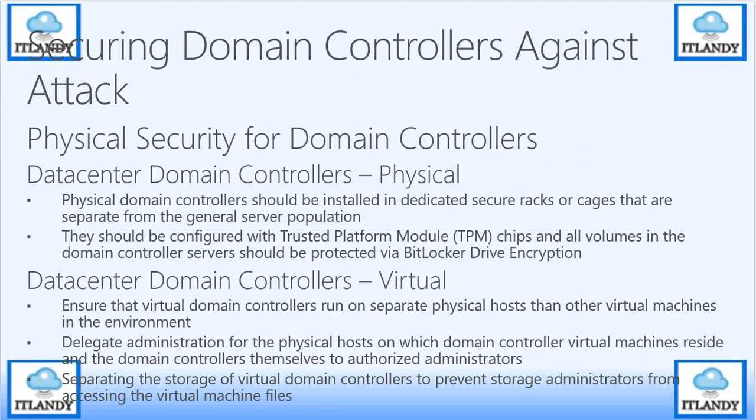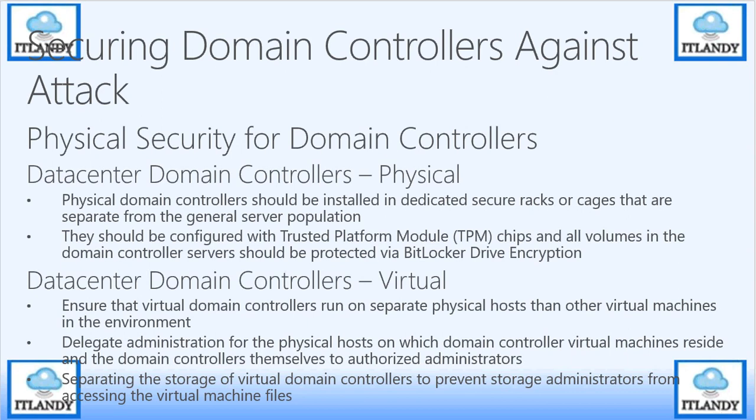Again, for domain controllers, physical security for domain controllers in the data center: physical domain controllers and virtual. So what we do for a physical domain controller is it should be installed in a dedicated secure rack or cage that is separate from the general server population. They should be configured with a trusted platform module or TPM chip, and all the volumes in the domain controller server should be protected against attack with BitLocker drive encryption.